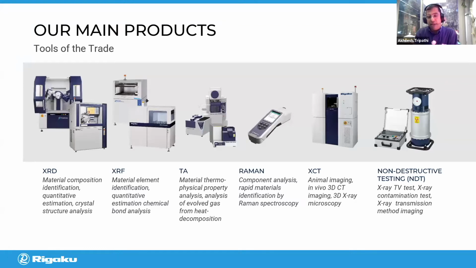Our main products are listed here, and I would encourage all of you to go to our website and see many more in much more detail. In XRD, we have the MiniFlex and SmartLab series, especially where I'm focusing today. Our XRF equipment covers material element identification, quantitative estimation, and chemical bond analysis. Several lines of XRF equipment are available today. And in the same way, TA, Raman, XCT, and non-destructive testing equipment are available.